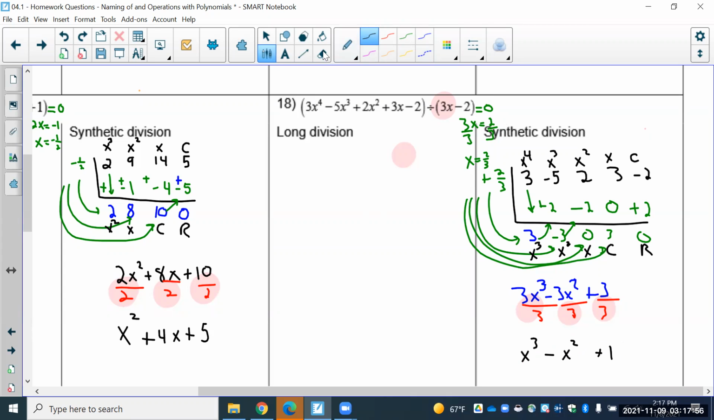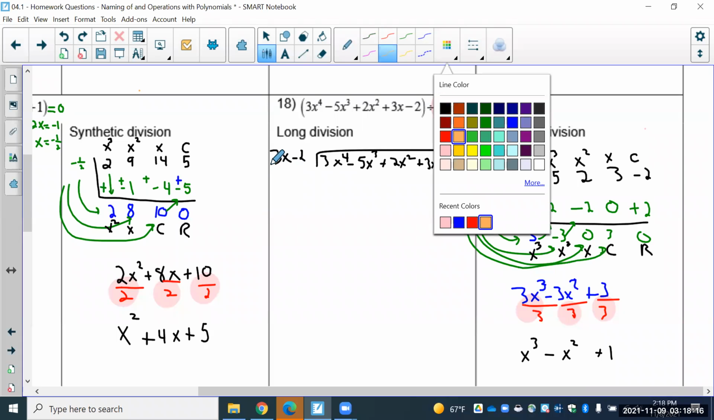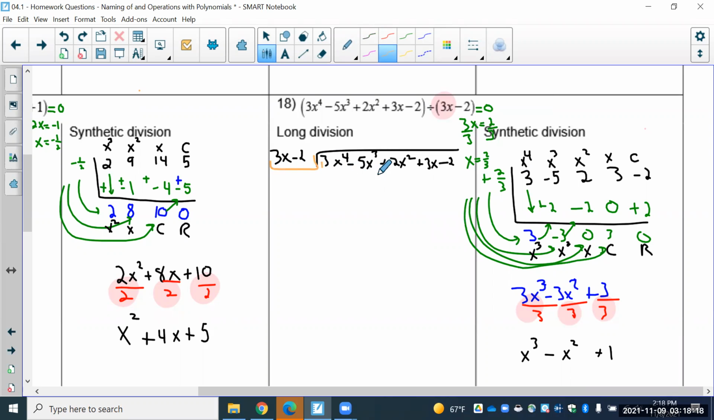Now you might be saying, what just happened? Well, let's take a look at long division. So if I do the same problem with long division, you start to see it at the very beginning of the problem. All right, so what happens is you can only divide a binomial at a time, right? Binomial goes into a binomial.